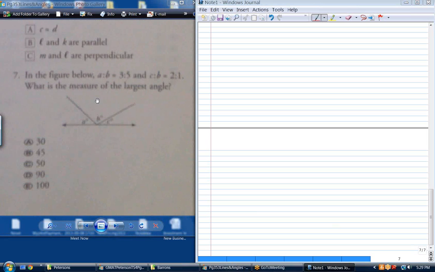Number 7. A, B, and C. A is to B as 3 is to 5. C is to B as 2 is to 1. What is the measure of the largest angle? Yikes, that was a lot of info. Well, this is a ratio problem. This is exactly what you wanted to practice on. Okay, A to B is 3 to 5, and C to B is 2 to 1. What is the measure of the largest angle?